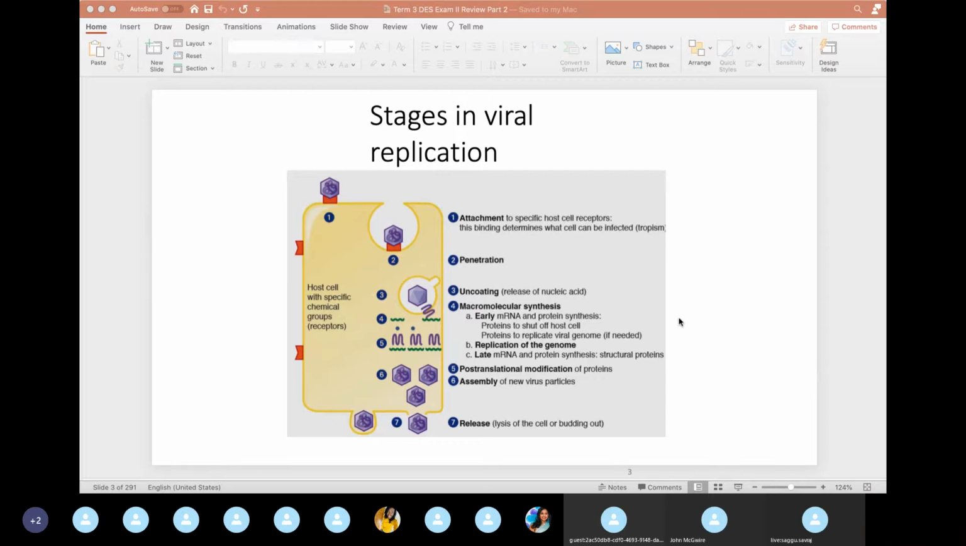You have the early mRNA and protein synthesis. You have replication of the genome. And then you have the late mRNA and protein synthesis, followed by some post-translational modification of the proteins. And then you have the assembly of the new virus particles, and then the release via lysis of the cell or exocytosis. So please know the different stages in viral replication.